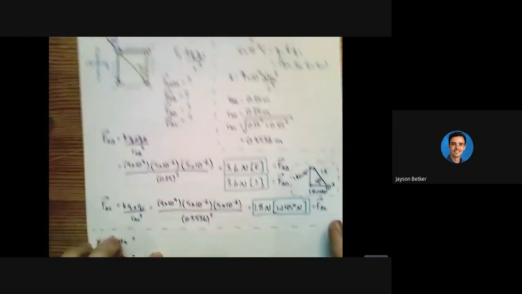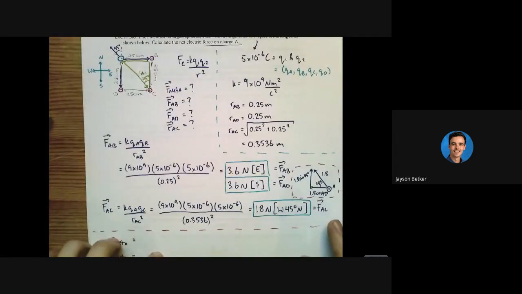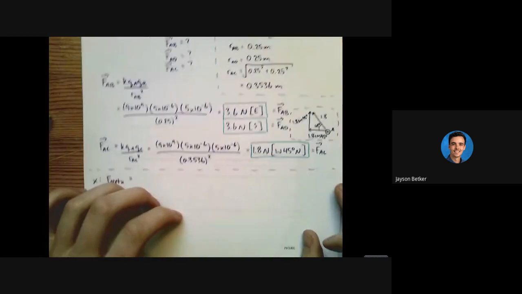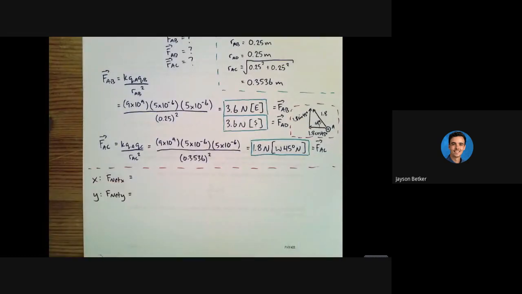So let's just go up here and let's decide on a positive and a negative direction. Let's say that west is negative and south is negative. That's kind of what we normally do. And these are my positives. Okay, so let's add them all up now.